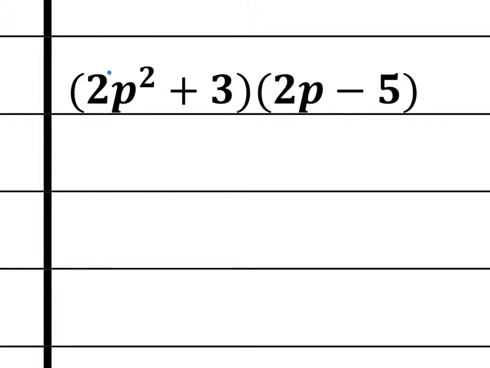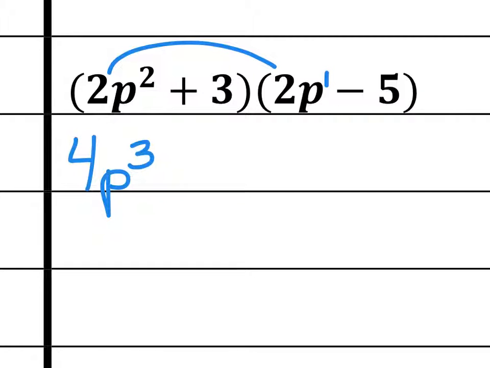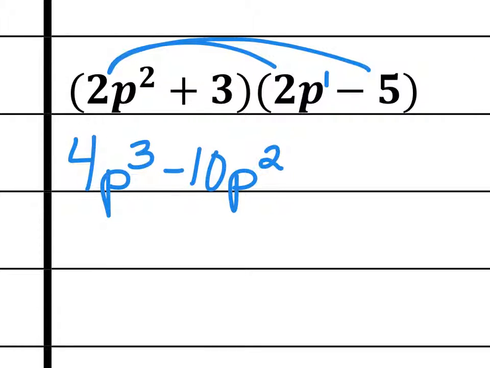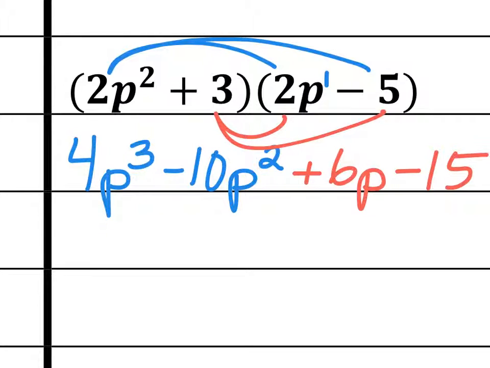So do 2p squared times 2p. It's 4p cubed, because that p has a 1, and I add my exponents. 2p squared times negative 5 is negative 10p squared. Switch colors. 3 times 2p is 6p. 3 times negative 5 is negative 15.